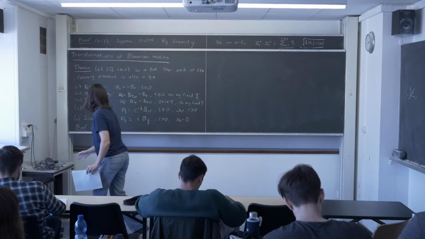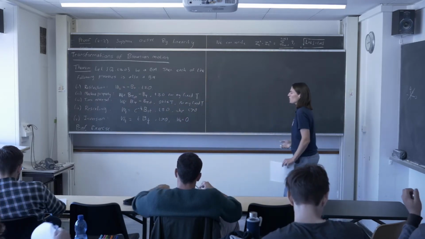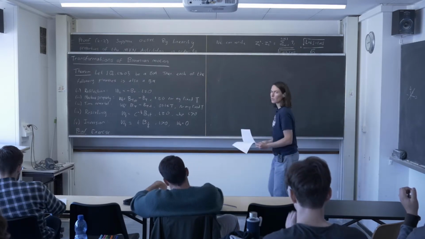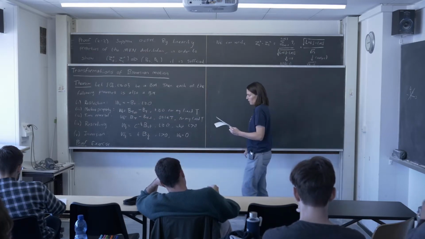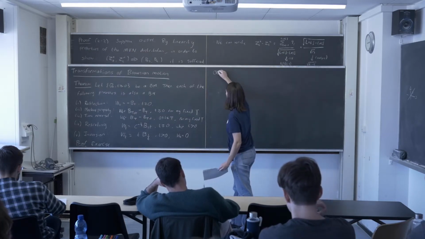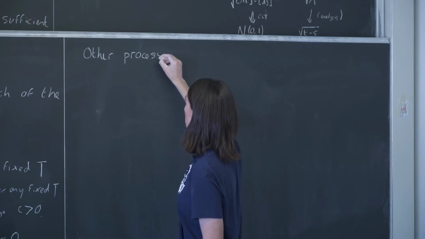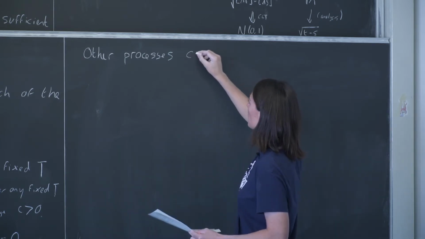Okay, so Brownian motion is invariant under all these transformations, but you can actually do other transformations to Brownian motion, which it's not invariant under, but which also give interesting, useful processes. Okay, so other processes can be constructed from Brownian motion.